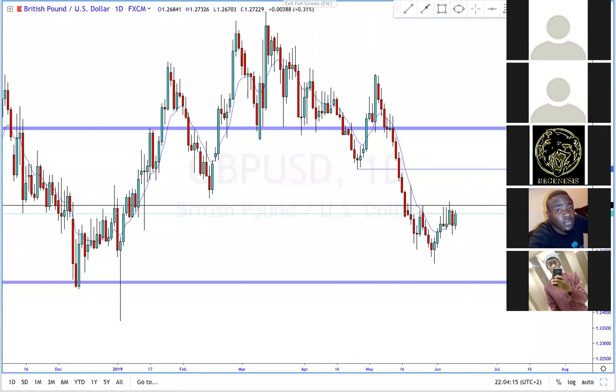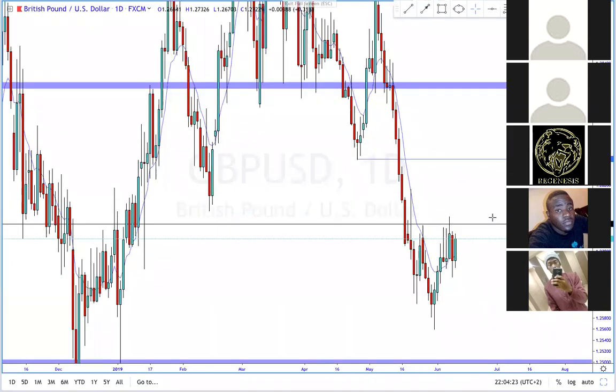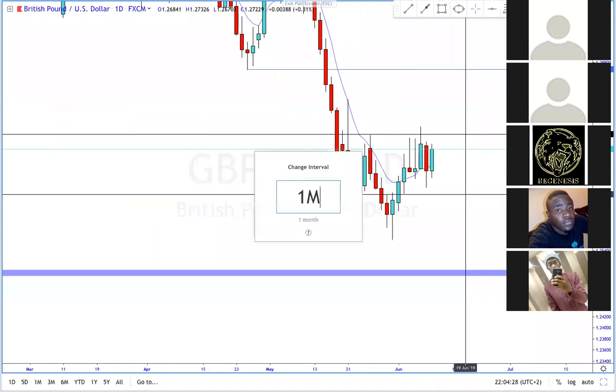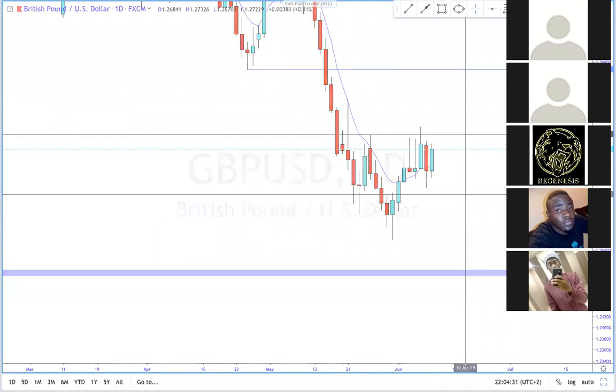As you can see, my chart has these blue lines and this one major line that this market has sort of been respecting for quite some time. So I am on the daily, but I would like to start on the monthly because this is where you actually get the true directional bias of the market.